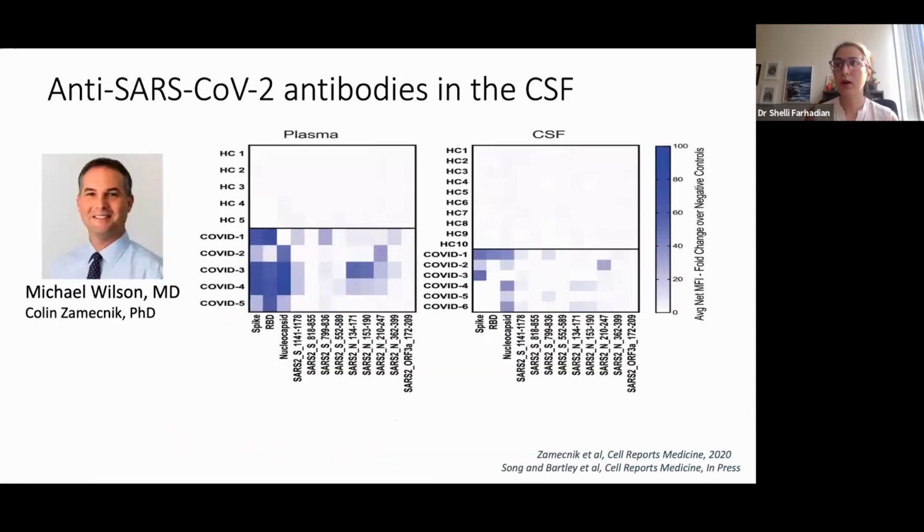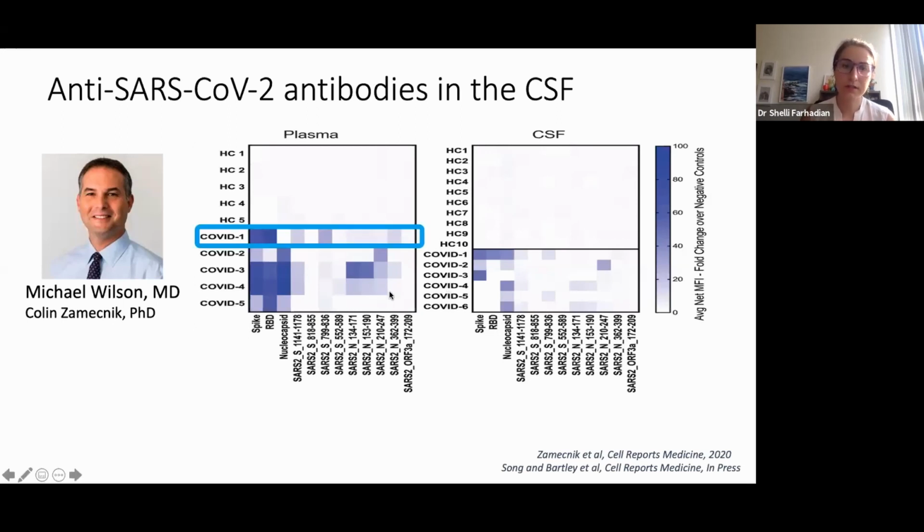So what I've shown you so far has primarily focused on T cell responses in the CNS, but what about humoral or B cell responses? As I think has probably been discussed in previous webinars here, many groups have now identified the presence of anti-SARS-CoV-2 antibodies in the CSF of patients with acute COVID-19. To better understand the nature of these antiviral antibodies, we collaborated with Dr. Michael Wilson at UCSF. Dr. Wilson's group had recently developed a custom multiplex ELISA assay that simultaneously measures the blood or the CSF for antibodies that react against numerous SARS-CoV-2 epitopes.